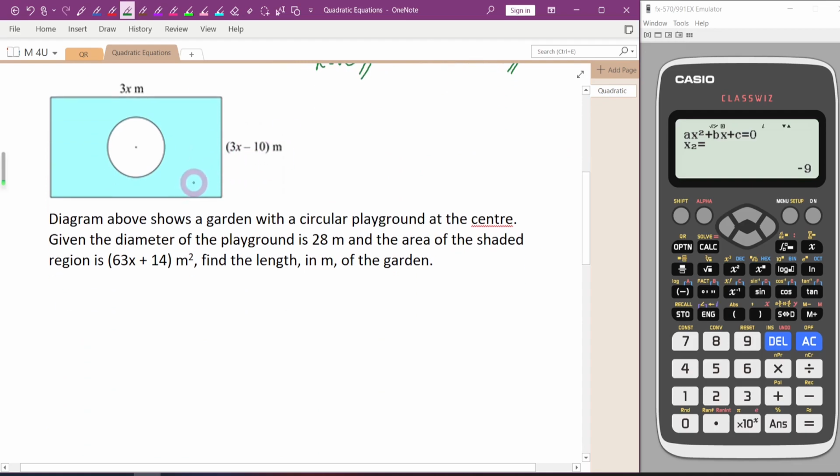Now let's look at this question. The diagram above shows a garden with a circular playground. Okay, let me add one more piece of information here. Use pi equal to 22 over 7.